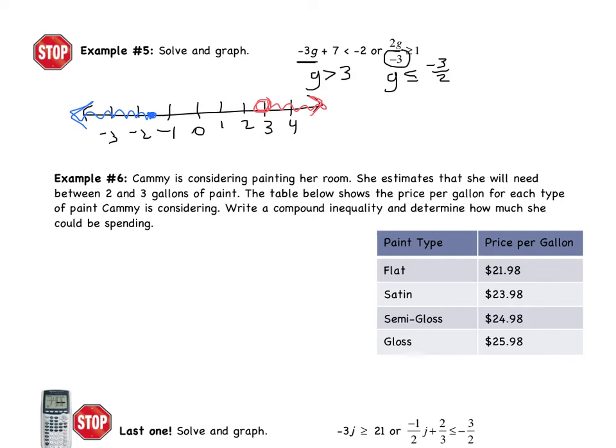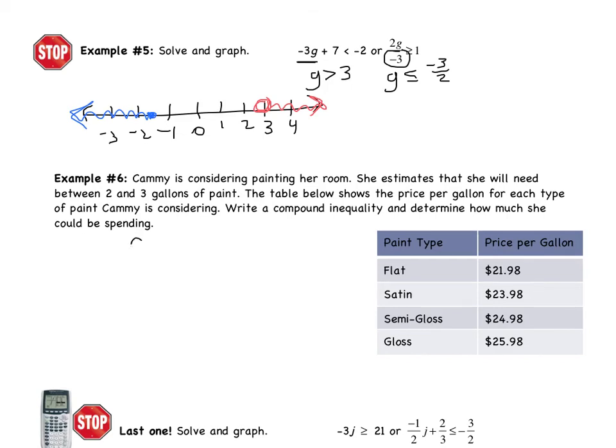Okay, we have two more examples. One word problem and then another union problem, another OR problem. So looking at example 6, it says Cammie is considering painting her room. She estimates that she will need between 2 and 3 gallons of paint. The table below shows the price per gallon for each type of paint Cammie is considering. Write a compound inequality and determine how much she could be spending.